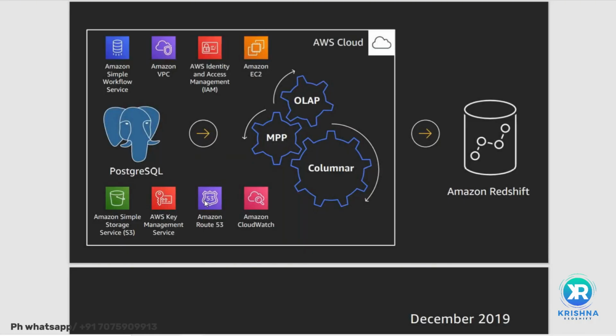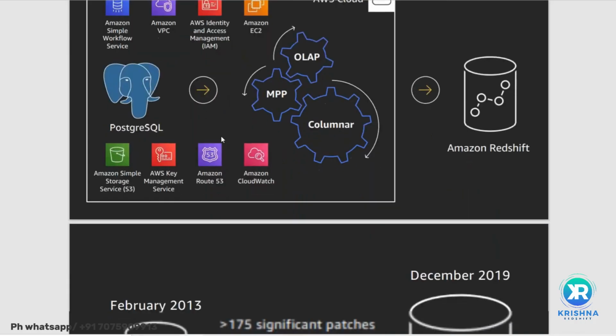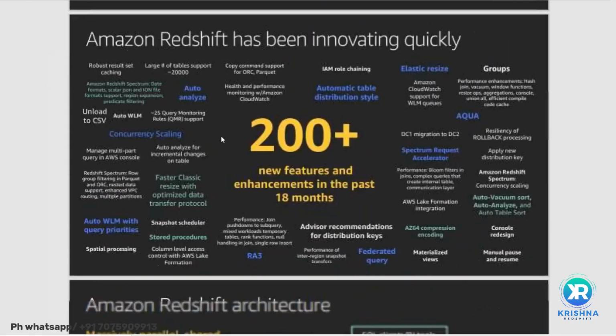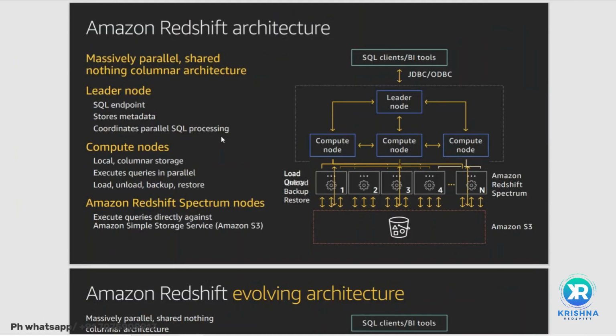AWS took Postgres SQL and customized it by changing the SMP architecture to MPP architecture, made it from row level storage to columnar, introduced some new OLAP functions, and named that product Amazon Redshift. Once you know how Redshift came into the picture, now we will see how Redshift works. This is what architecture means. We should explain this.